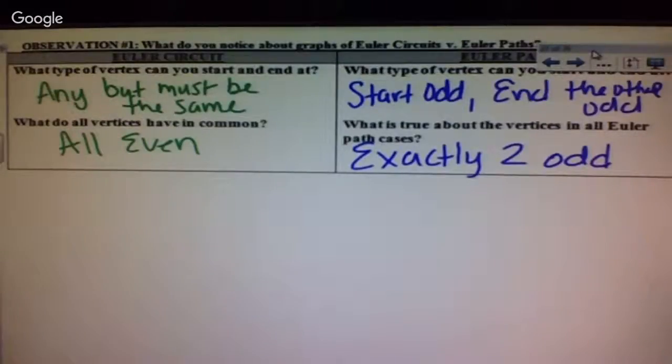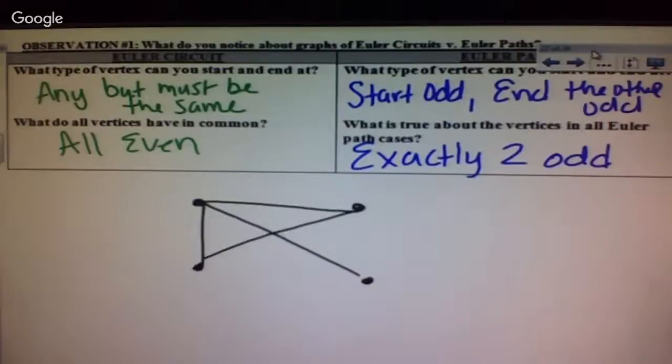I don't get that. But okay. What do you mean you don't get that? So let me see if I can draw one here. 1, 2, 3, 4. Okay, so what's my degree at each one of these? 3. So this is 3, 3, 3, 3.